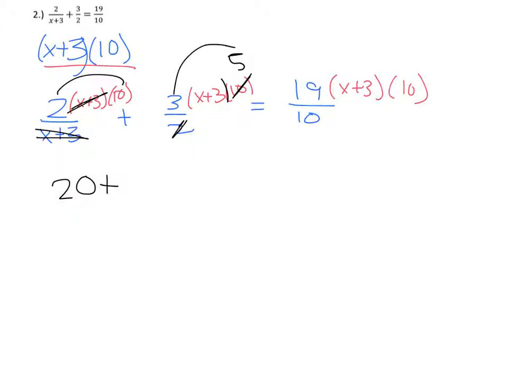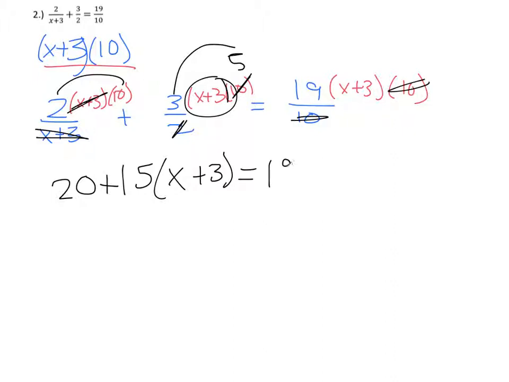So then we have 5 times 3, which is 15, and then we still have that x plus 3 on this one, equals, on the last piece, our 10's are going to cancel, so we're left with 19 times x plus 3. So really, finding that least common denominator and actually getting your things to cancel, that's really the only new thing. From there on out, it's just distributing and combining like terms and then getting your x by itself.